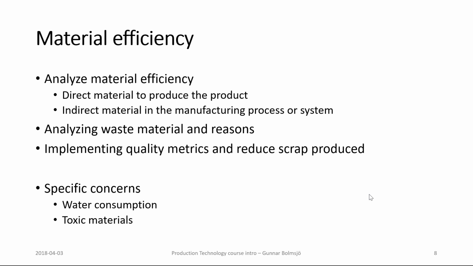Material efficiency, to analyze how material really is used related to direct material to produce the product and indirect material in the manufacturing process or system, the waste material reasons, and implementing quality metrics and reducing scrap produced. That will be related to lean production in a later lecture. And some specific concerns related to water consumption, which is a scarce source of raw material, so to say, that one has to consider, and toxic materials that can be extremely expensive if dumped in the wrong way. There are a lot of examples of that.